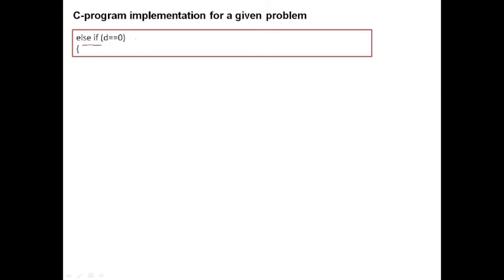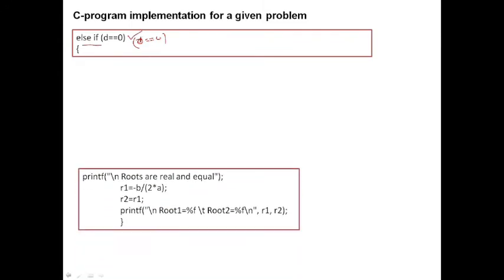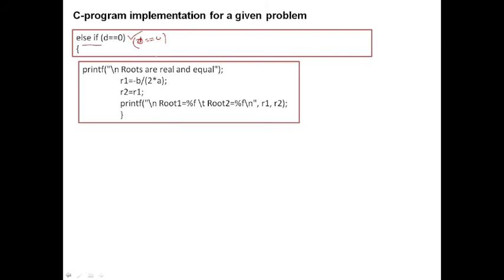Okay, so here what happens? What is the value of d? The calculated value of d is equal to 0. So 0 equal to 0. Yes, this condition is satisfied. If this condition is satisfied, then whatever statements are present in this block are going to execute here.